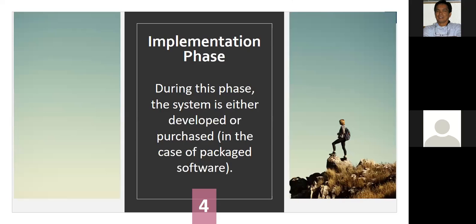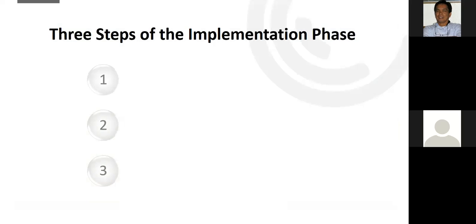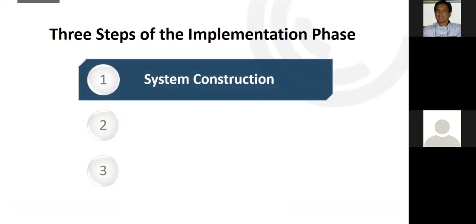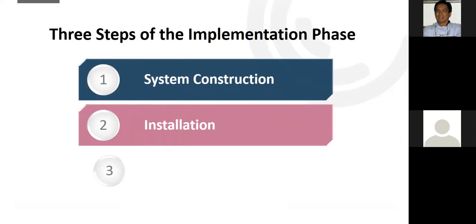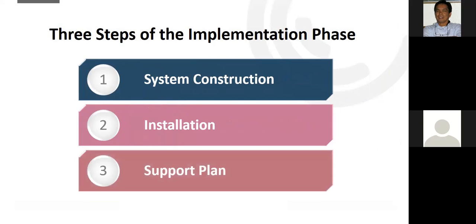Next, the implementation phase. This phase is usually the longest and the most expensive part of the process because during this phase, the system is either developed or purchased in the case of packaged software. And then we also have three steps in this phase. The first is system construction, second is installation, and third is support plan.